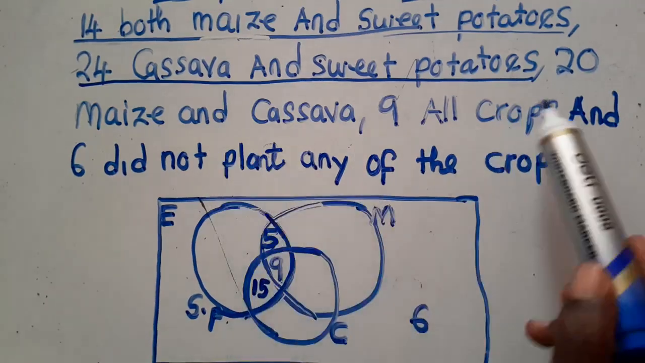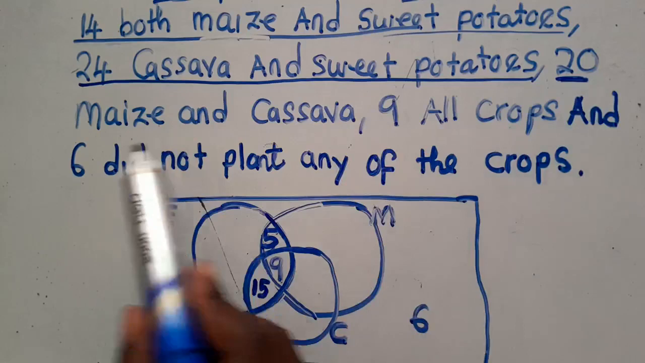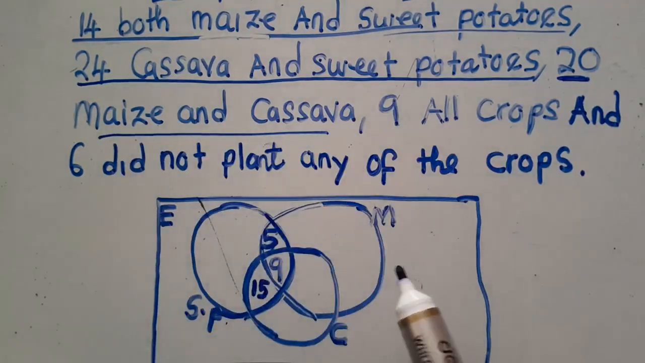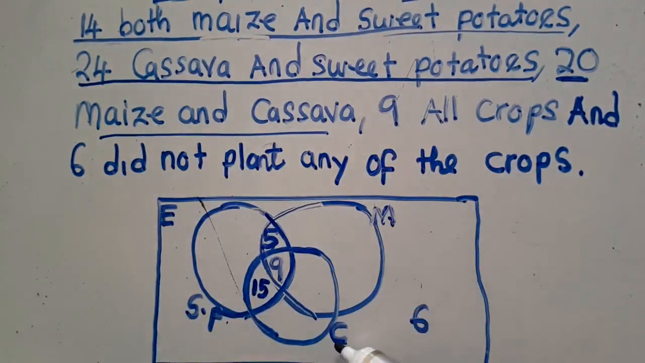Then we've got 20 that planted maize and cassava. So 20 minus 9, you get 11. So the 11 is there.